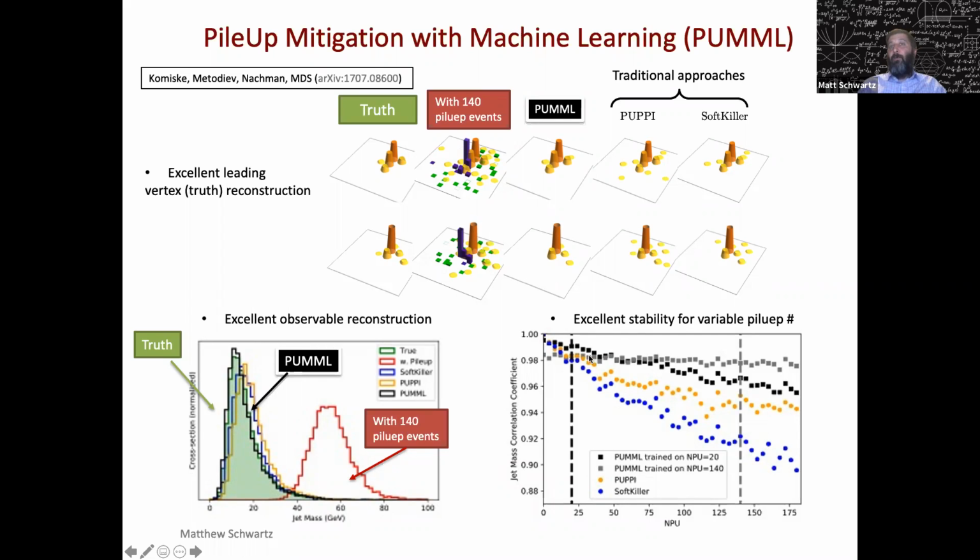So here what we're showing is Pummel trained on 140 pileup events, and you see you get the same regression. The jet mass correlation coefficient is really flat as a function of number of pileup events, which is exactly what you want.